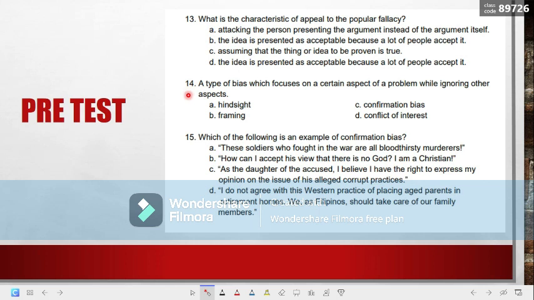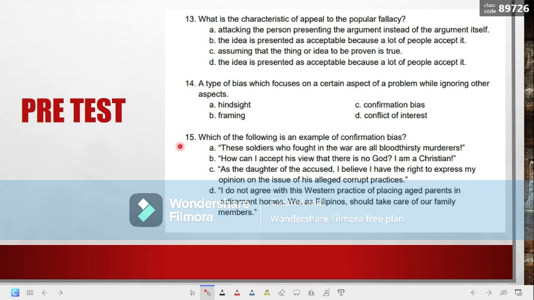Number 14. A type of bias which focuses on a certain aspect of a problem while ignoring other aspects. A. Hindsight. B. Framing. C. Confirmation bias. D. Conflict of interest.